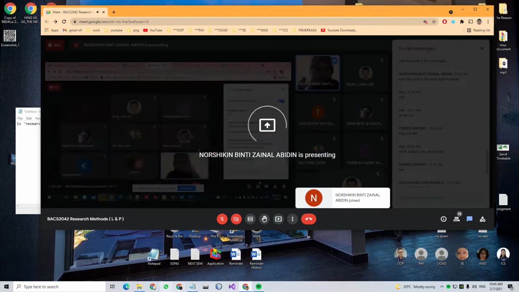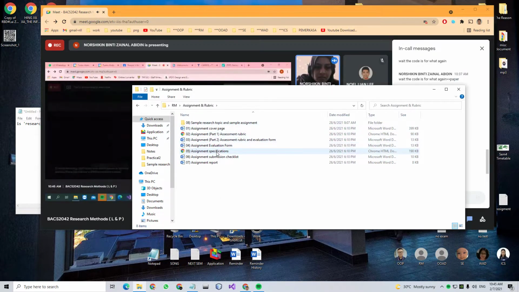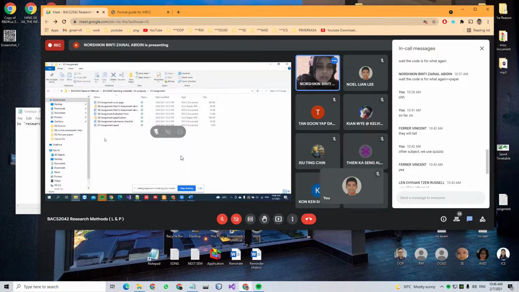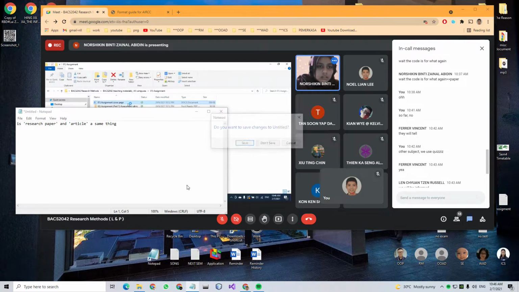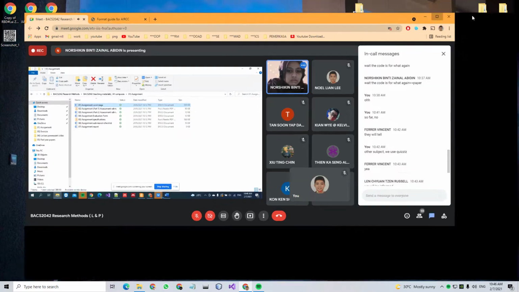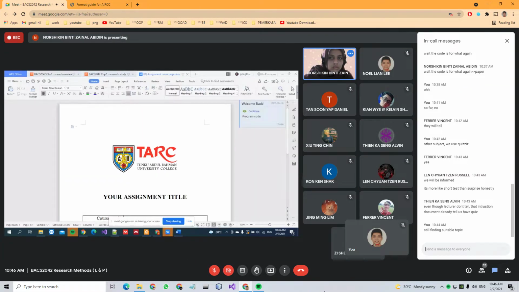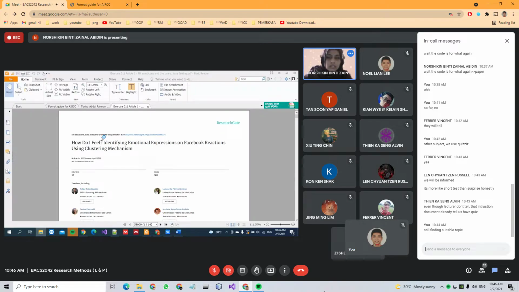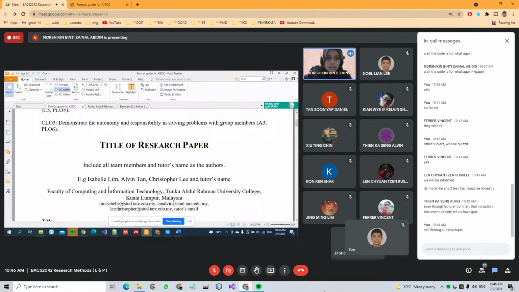Because I want to explain, I already uploaded this file to you guys, but let me explain. So in this folder there are the assignment cover page and the assignment rubric. You need to see the rubric on how you can get marked for your assignment. This is the evaluation form, but I will go to the assignment specification.